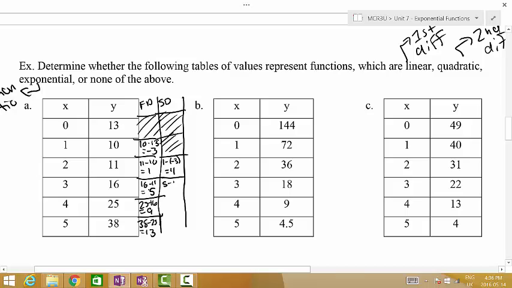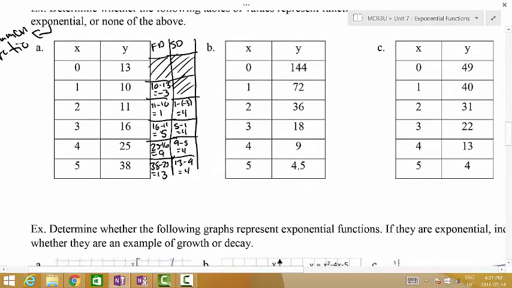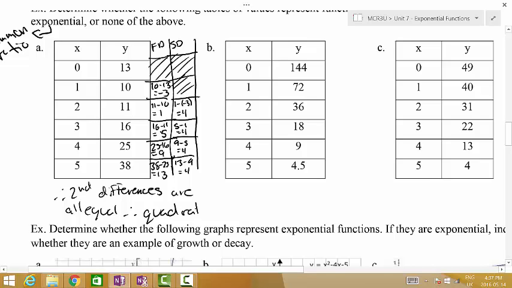We have 5 minus 1, which is 4. 9 minus 5, which is 4. And 13 minus 9, which is 4. So what that tells us is second differences are all equal. Therefore, that table of values represents a quadratic.